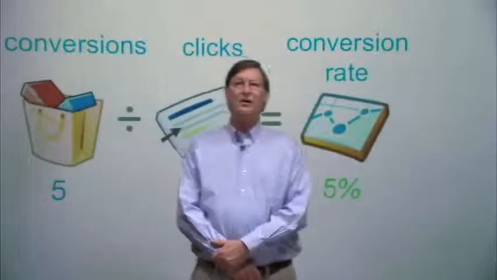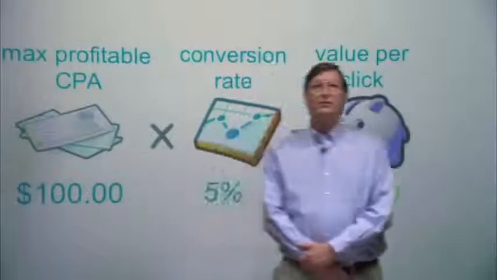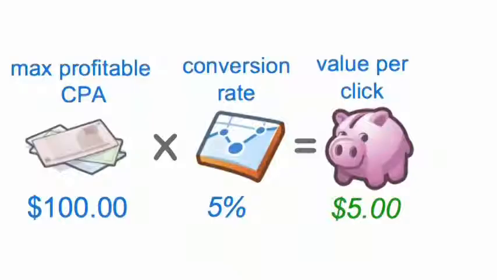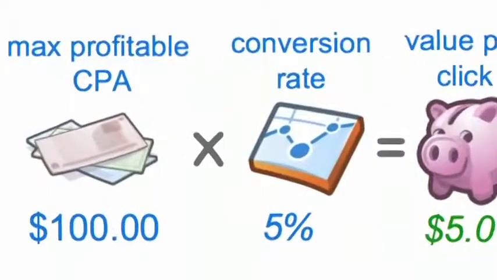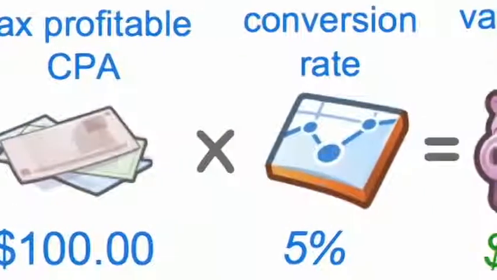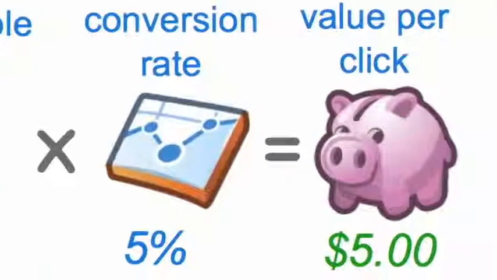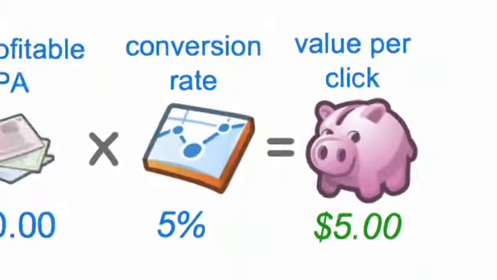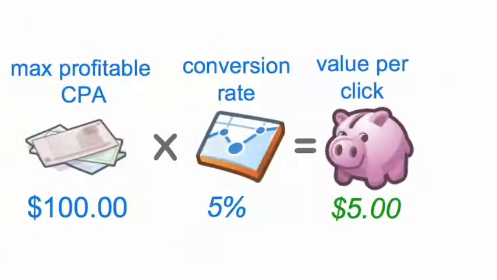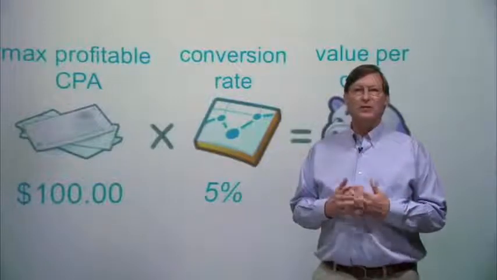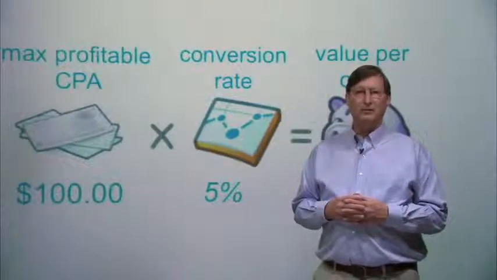The next step is to calculate your value per click. This is the value that you can expect on average for each click to your website. You can calculate your value per click by multiplying your value per conversion times your average conversion rate. Your value per conversion times your average conversion rate gives you the $5 value per click. This means that on average, each click to your website has an expected value of $5. If you were to pay $5 for each click, you'd expect to just break even on your marketing investment.